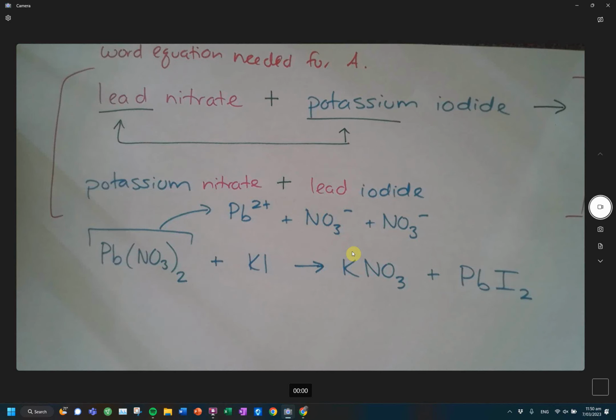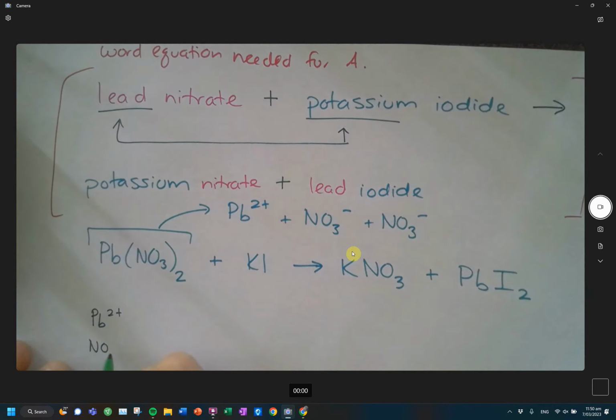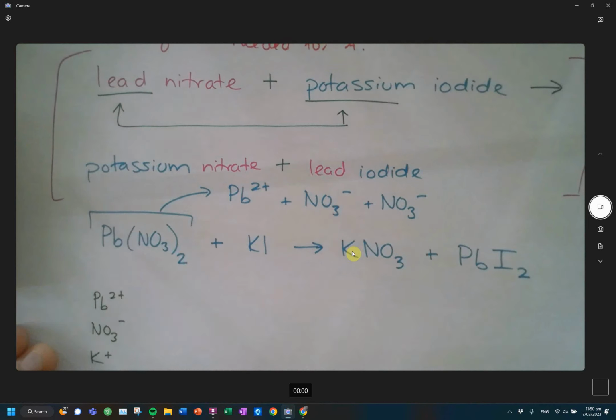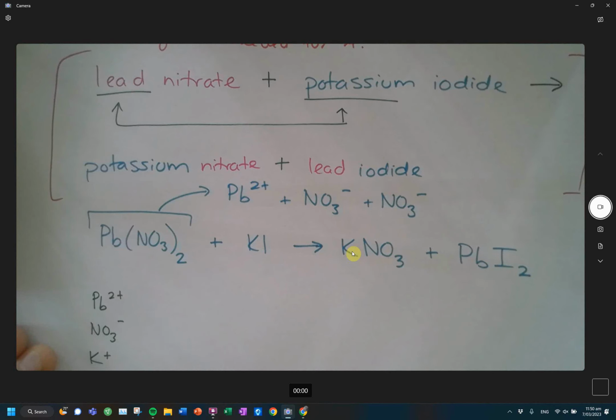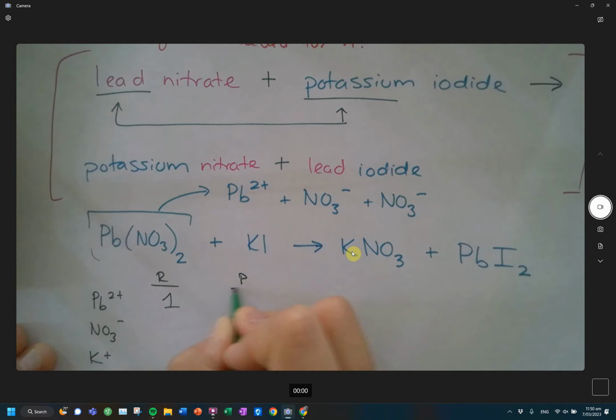For the excellence, you need to balance the equation. So you are taking a tally of how many of each element we have on each side, and then putting coefficients in front to balance it. So if I look at my list, we have lead, we have nitrate, we have potassium, and we have iodide. Those are my 4 different ions that I have. On my reactant side, I see I have 1 lead. On my product side, I see I only have 1 lead. So we'll do reactants and product side.